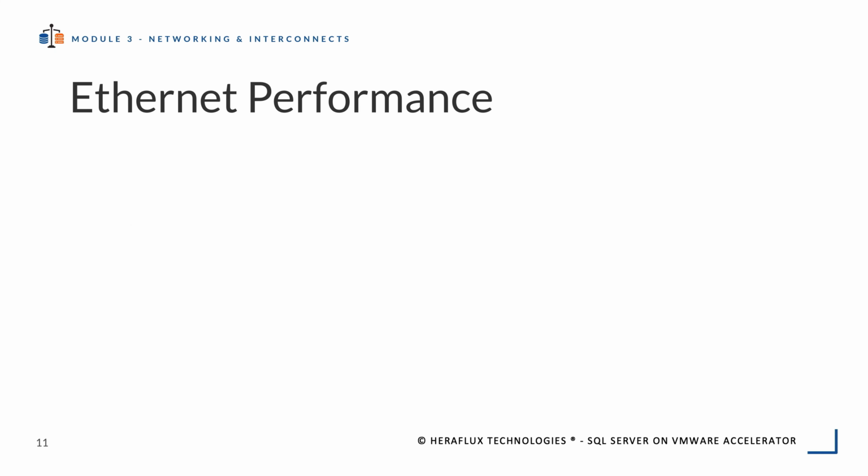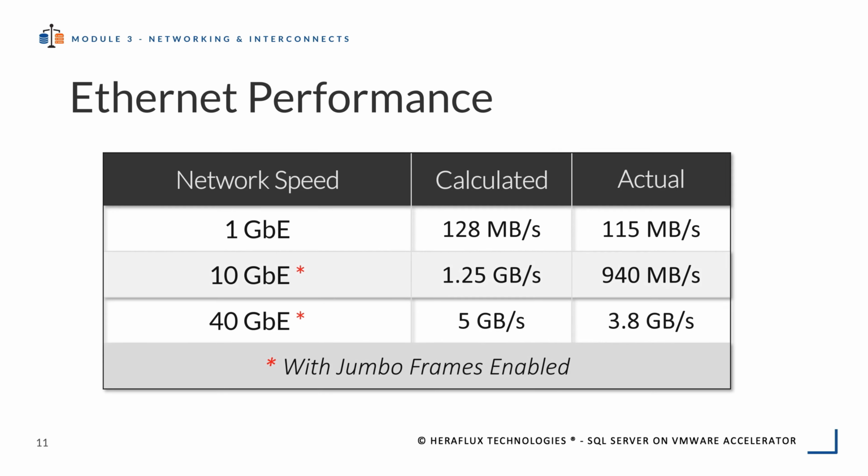Network Ethernet communication does have a little bit of overhead associated with it. The communication protocols involved can slow down the interconnect speed a little bit. You can see here the 3 main interconnect speeds that we see in modern data centers, 1, 10, and 40 gigabit. If you just look at the raw theoretical peak speed, we should be able to see 128 megabytes a second, 1.25 gigabytes a second, and 5 gigabytes a second respectively.